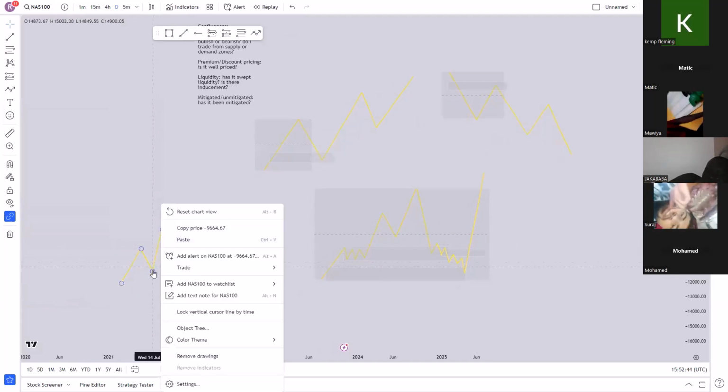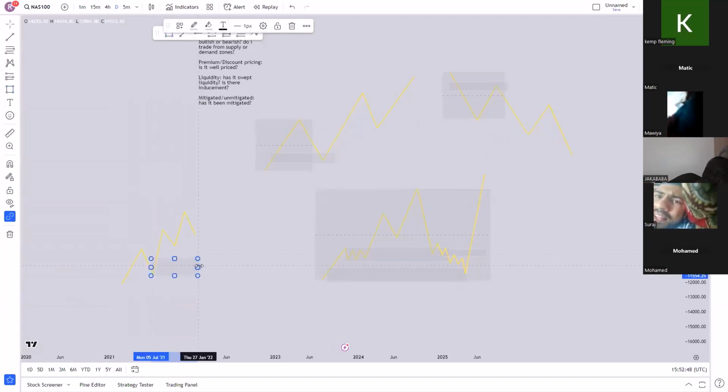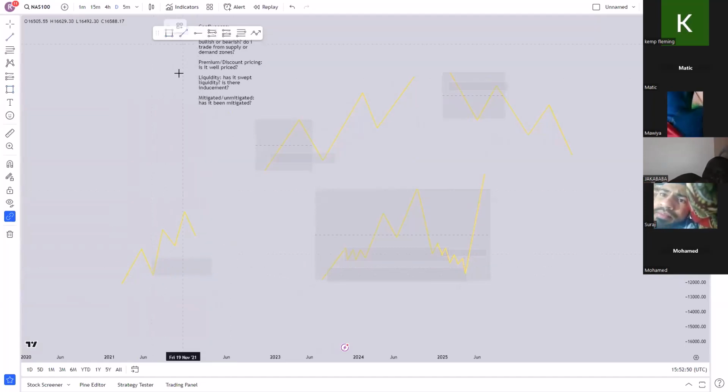but within here, after we've made this fresh demand zone, let's say we wicked down. So let's say before we made that change of character, let's say we wicked down into like the equilibrium of the demand, and then we come up. Is this zone mitigated or unmitigated? Does anybody know? Mitigated.